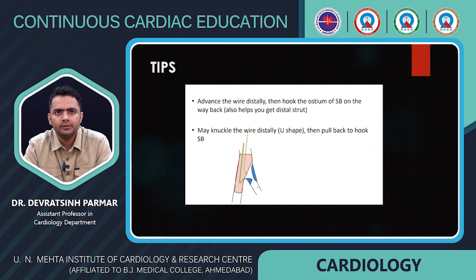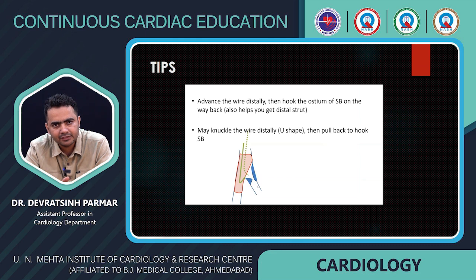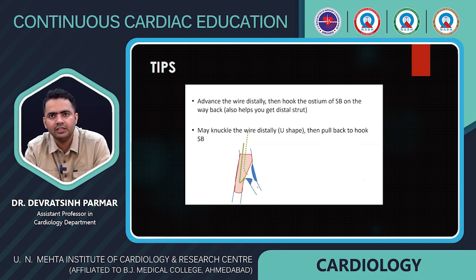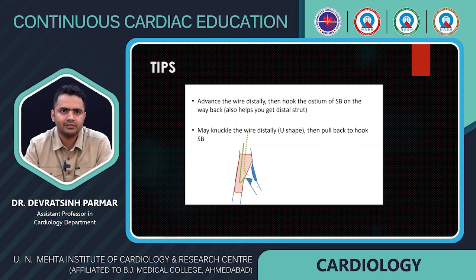Okay. Now there are certain tips that help to rewire your side branches. As you can see here, the first thing is to advance the wire distally in the main branch and then hook the ostium, that is the carinal angle of your side branch, and then with the help of this knuckling of the wire, you pass distally into your side branch.